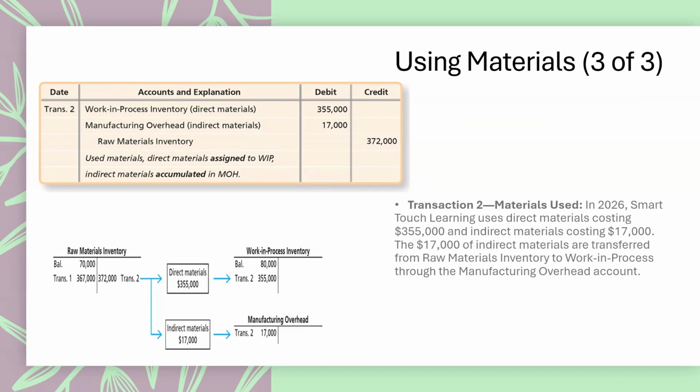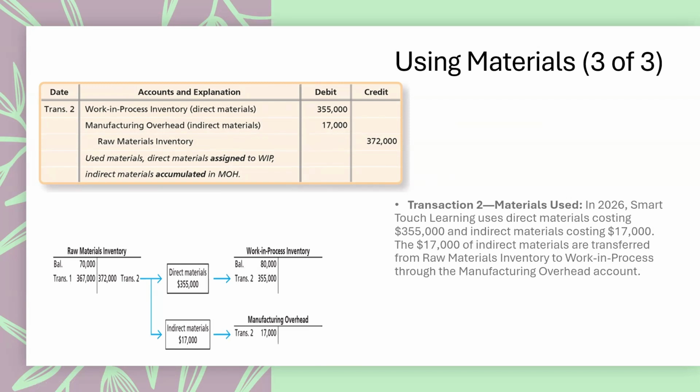In 2026, Smart Touch Learning uses direct materials costing $355,000 and indirect materials of $17,000, right? The work in process inventory has a beginning balance of $80,000. Here you see here.